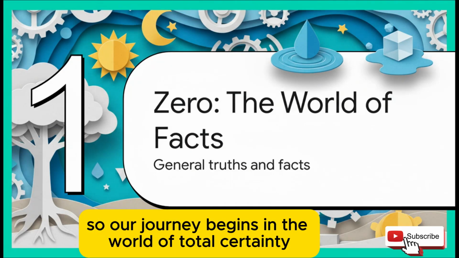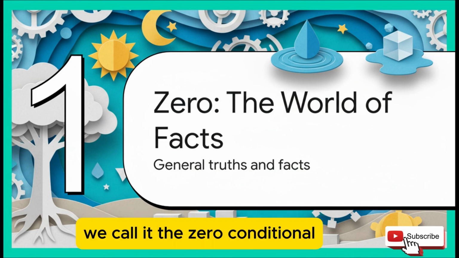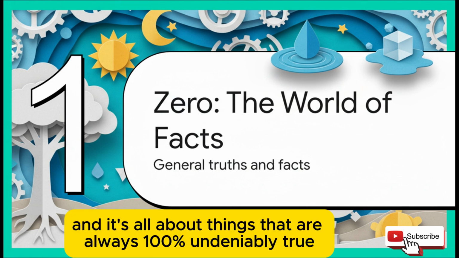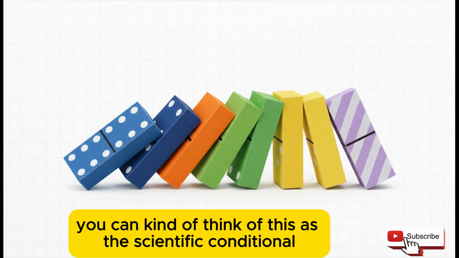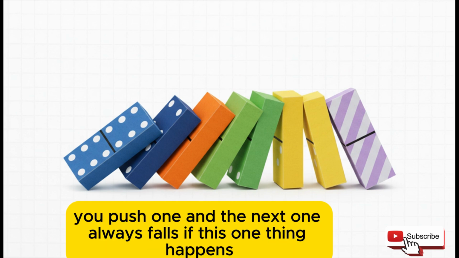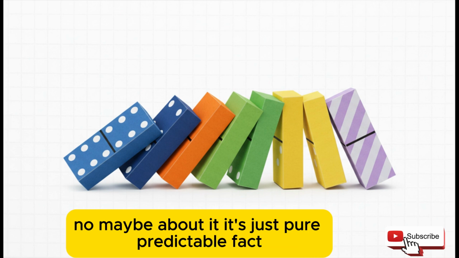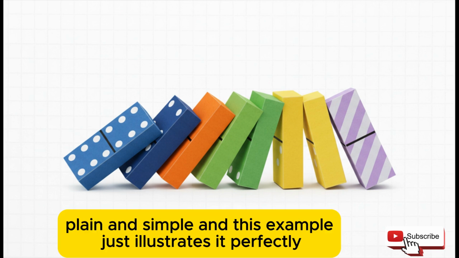So our journey begins in the world of total certainty. This is our home base, our foundation. We call it the zero conditional, and it's all about things that are always 100% undeniably true. You can kind of think of this as the scientific conditional. It works just like dominoes. You push one and the next one always falls. If this one thing happens, then this other thing always follows. There's no doubt, no maybe about it. It's just pure, predictable fact. Cause and effect, plain and simple.